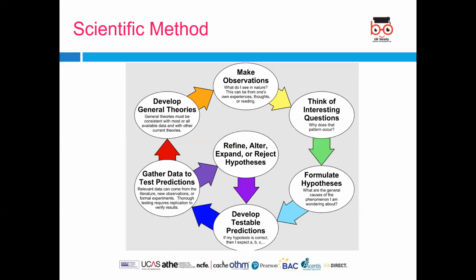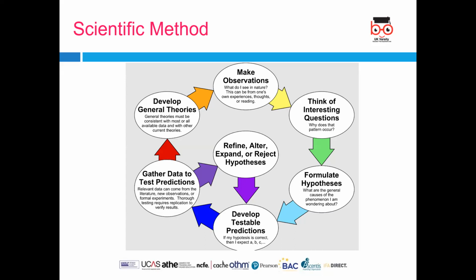Then you develop testable predictions. If my hypothesis is correct, then I can expect A, B, C. For example, if you spend more money on marketing of your product or service, you can get higher visibility for that. So you're developing a testable prediction. Then you gather data to test the prediction. For example, relevant data can come from literature. It can come from primary data collection from the participants or through formal experiments. So here you need to use statistical testing to see if the hypothesis holds. So if there are any changes, then you refine, alter, expand, or reject the hypothesis.